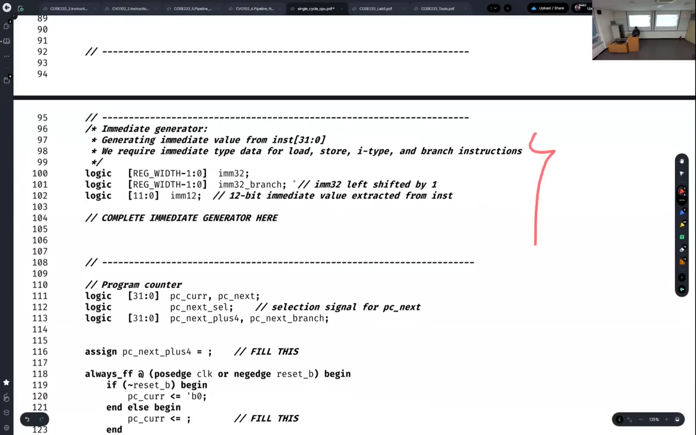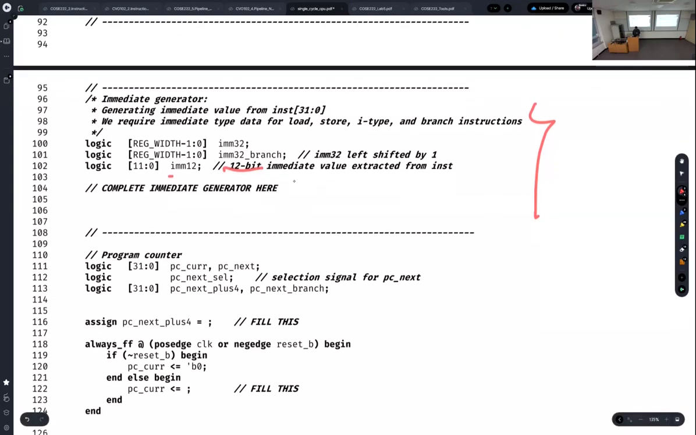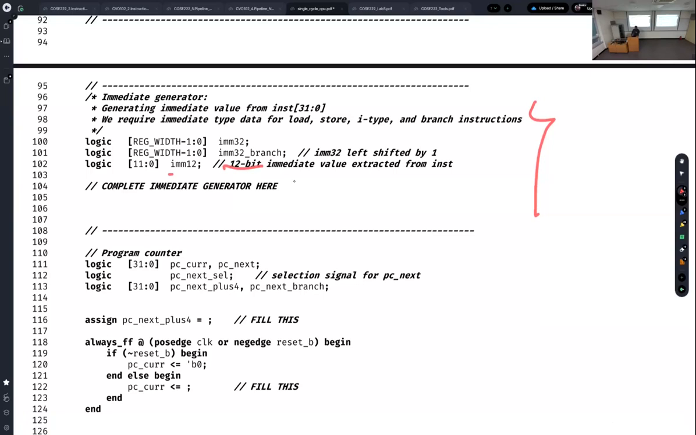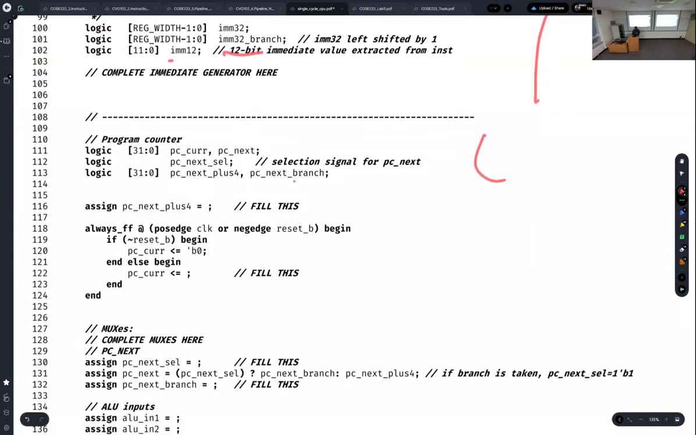And the immediate generator. We just define the immediate 32 and the immediate 32 branch. Firstly, we read the 12-bit immediate value from the instruction, right? And then we can generate the 2 different immediate 32. Okay. And then what is this?